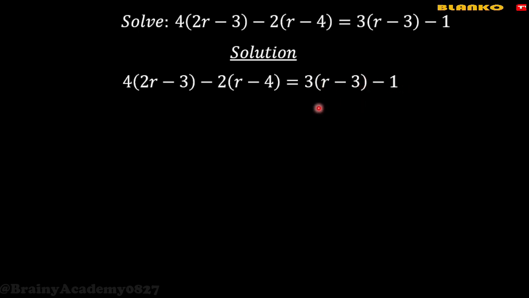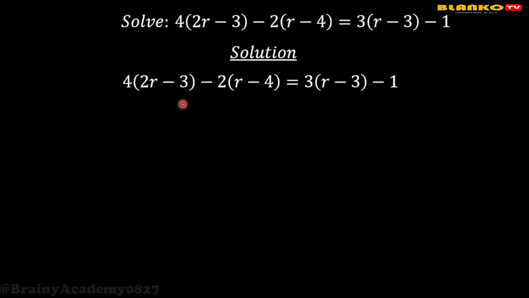What we are going to do first is to expand or remove the brackets. And how do we do that? The number or the letter outside the bracket multiplies whatever is in the bracket. So for example, 4 multiplies 2r, then 4 multiplies negative 3.